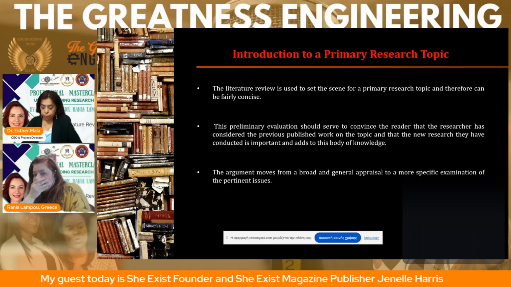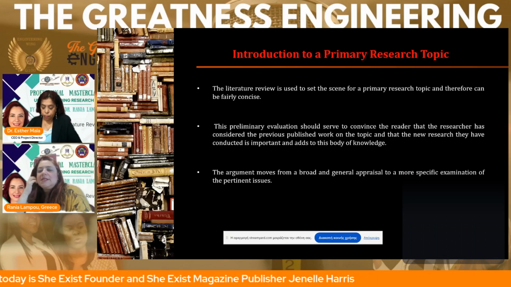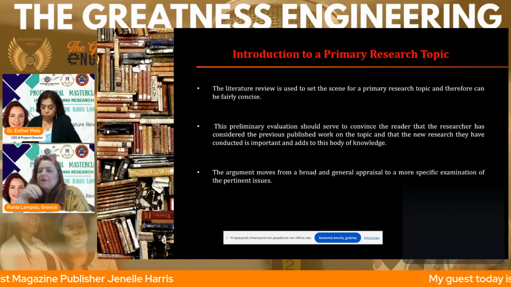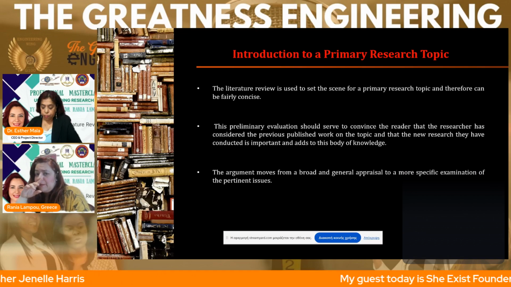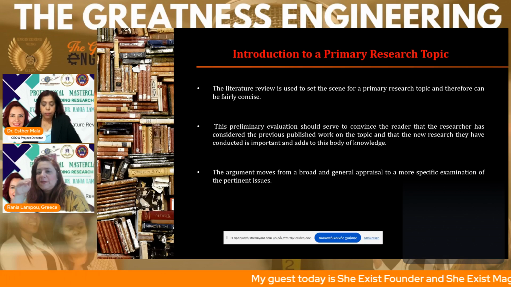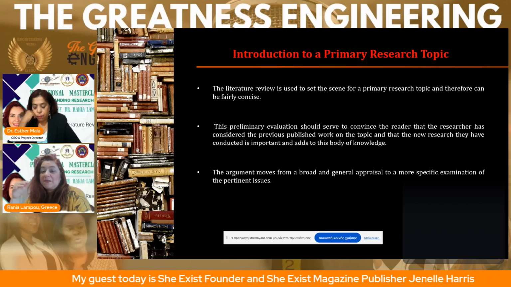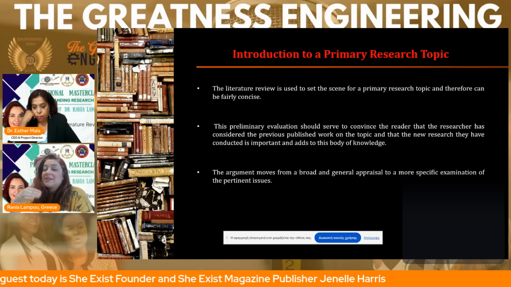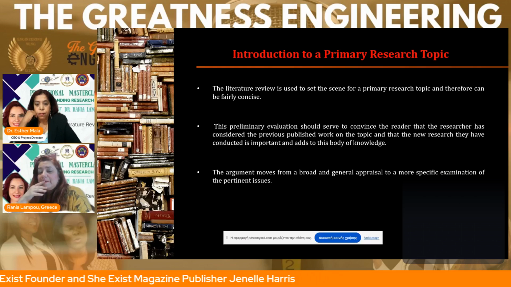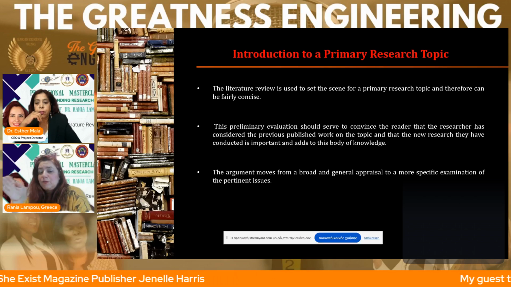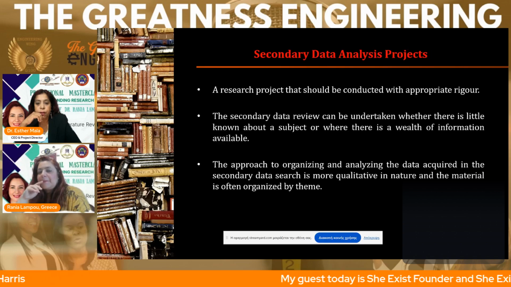Now, a literature review is used to set the scene for a primary research topic, and therefore can be fairly concise. This preliminary evaluation can help to convince the reader that the researcher has examined the previous published work on the topic and that the new research that they have conducted is important. And here the argument moves from a broad general appraisal to a more specific examination.